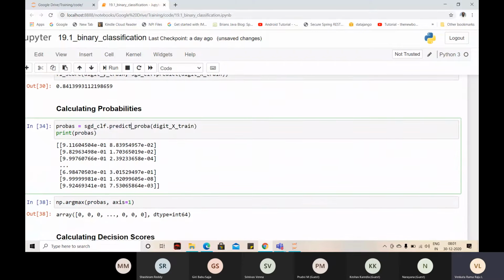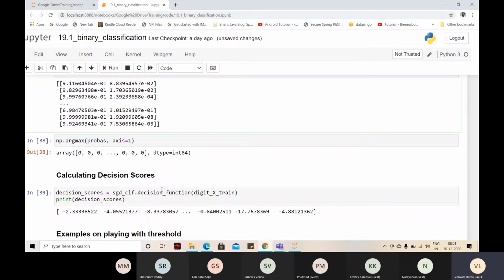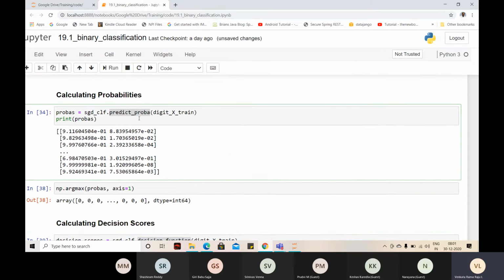Okay. So now, there are two methods called predict proba and decision function. What is decision function? What is probability? We'll talk about probability in a moment. But there are two classes in the data set: one is fives, the other is not fives. So it is going to give probability for fives and not fives both. Whichever is high, the record belongs to that particular class. The predict proba method will give you probabilities of each record. Each record will have two probabilities, one for the positive class and another for the negative class.